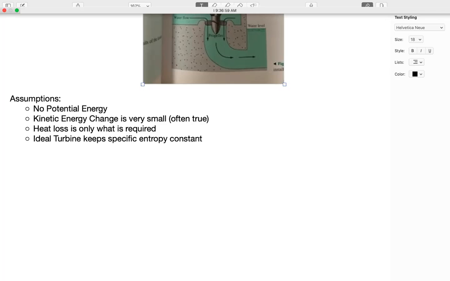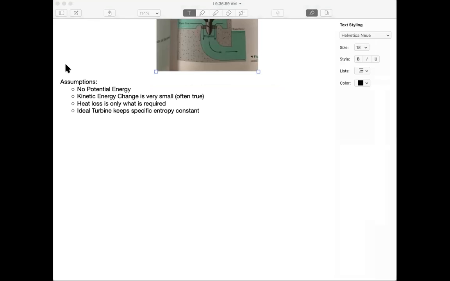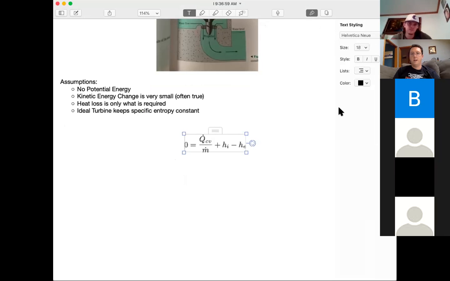Sorry, it's taking a second to compile here. I think I lost the share here. Can you guys see this at all? I'm sorry. Can you see it now?